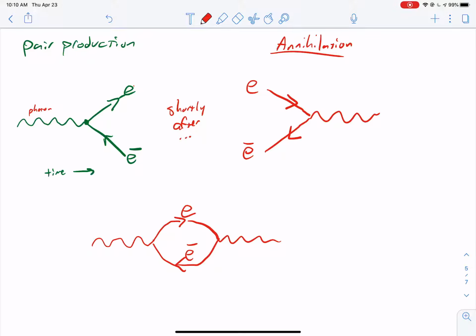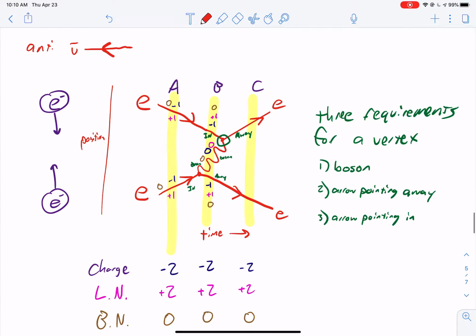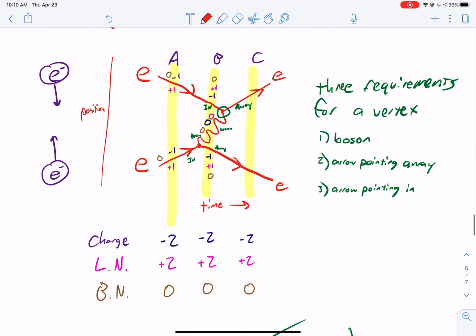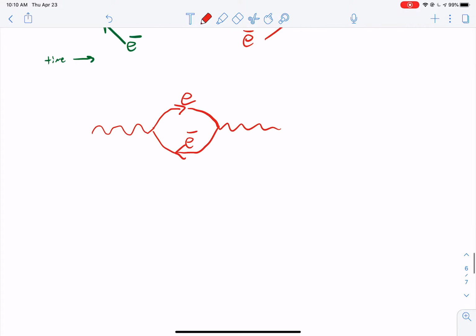If that photon has enough energy, it can, using E=mc², convert that energy into mass, and it can create an electron-anti-electron pair. That's an example of Feynman diagrams. Again, it just follows the rules, follows our conservation rules, and follows the rules for vertex.